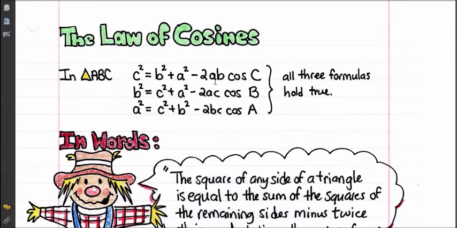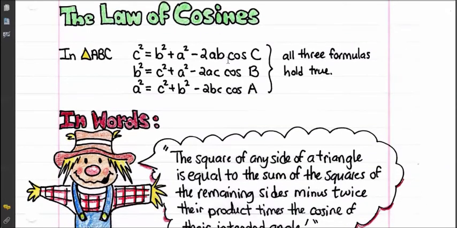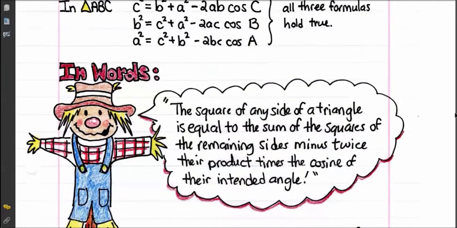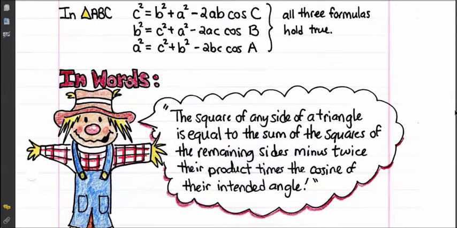Now, the law of cosines actually isn't 3 different equations. You can write 3 different equations using the law of cosines. I prefer the worded form of the law of cosines more than the formulaic form. But if you want to just memorize the formulaic form, that's okay. But the word form is more clear. It says this: the square of any side of a triangle is equal to the sum of the squares of the remaining sides minus twice their product times the cosine of their included angle. That is the angle between the 2 remaining sides.